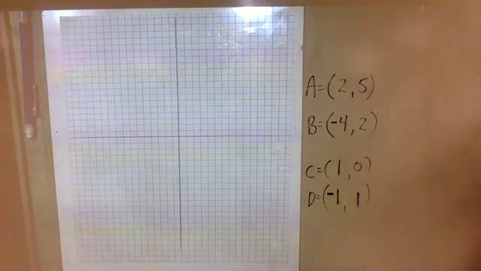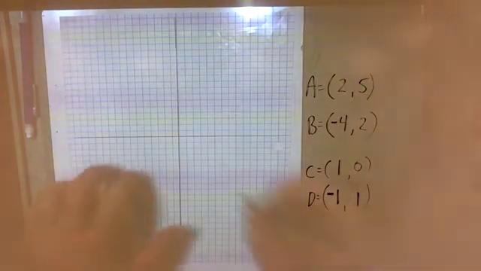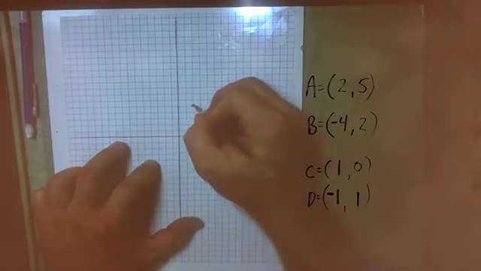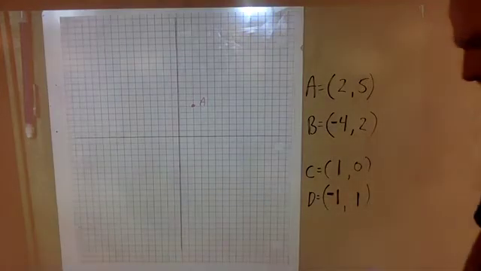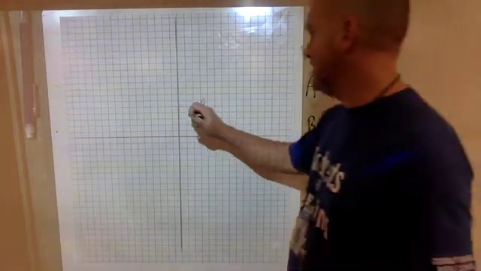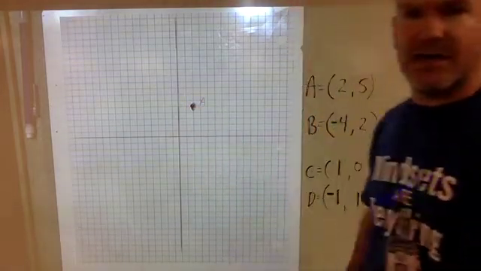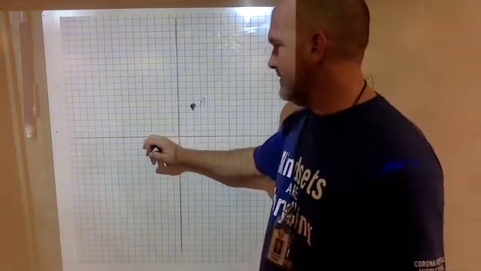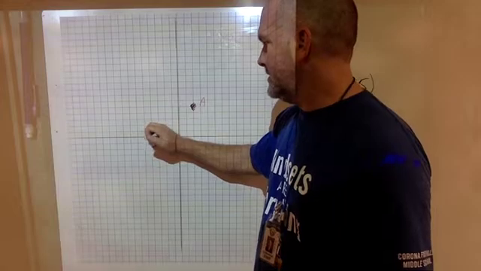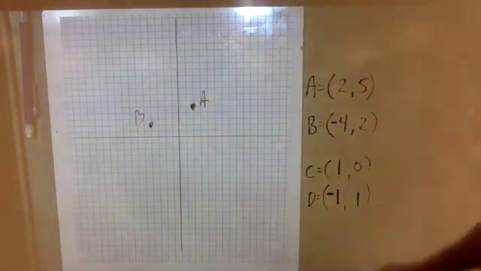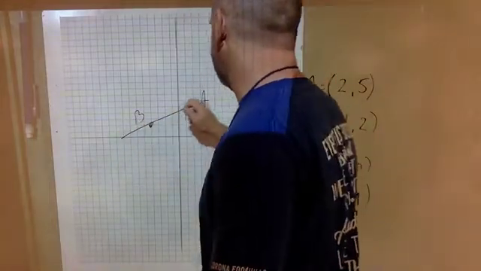So let me do that. Point A is 2, 5. So over 2, up 5. 1, 2, 3, 4, 5. That's A right there. Hopefully you can see that. And that's kind of small. I think I'm going to have to go back to the board here. So there's A right there. Point B is -4, 2. 1, 2, 3, 4, up 2 right here. So that's B. This was A. All right, if we connect those with a line, it looks something like this.